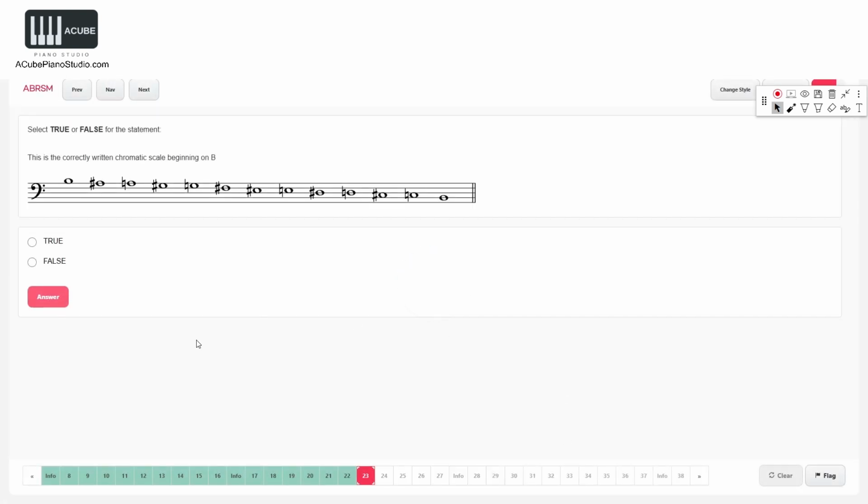Okay. Moving on to this one. This is a correctly written chromatic scale beginning on B. So let's first check this. Start and end with B. So this is B. This is B. So correct. Next, let's check.